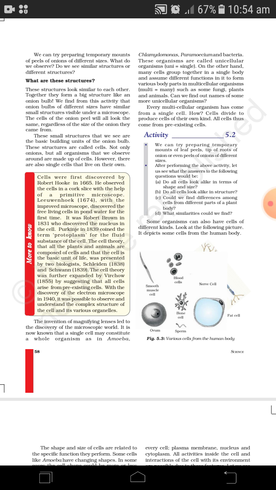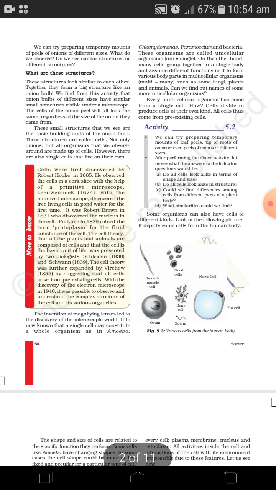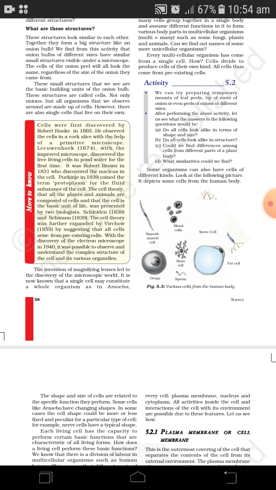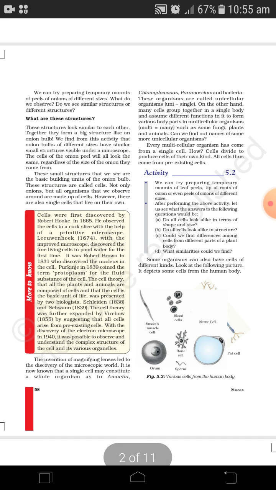Next, the electron microscope was discovered in the year 1940. So we want to study this. From this, we can get the question and answers. So it is an important part. The invention of the magnifying lens led to the discovery of the microscopic world. It is now known that a single cell may constitute a whole organism, as in amoeba, Chlamydomonas, paramecium and bacteria.